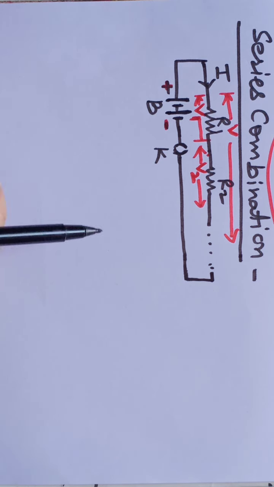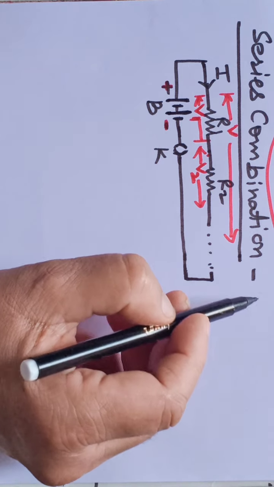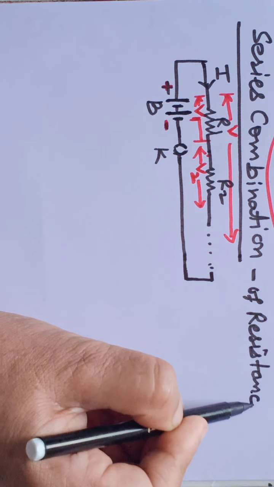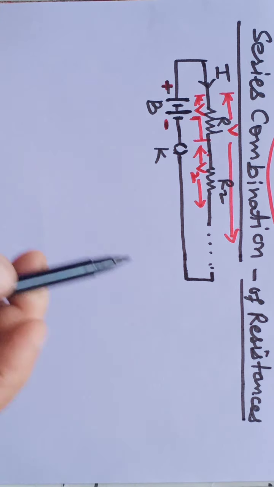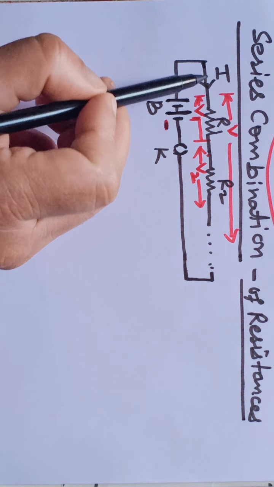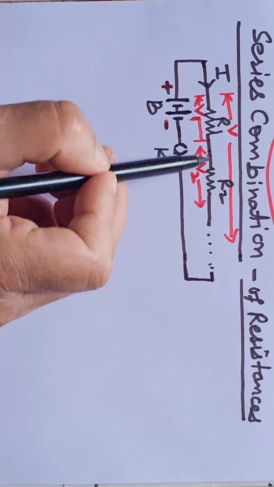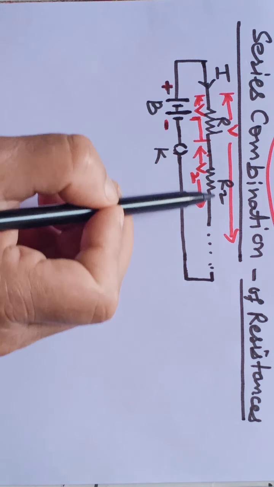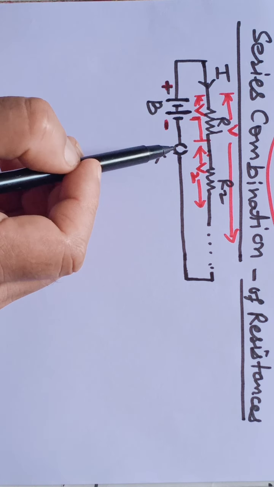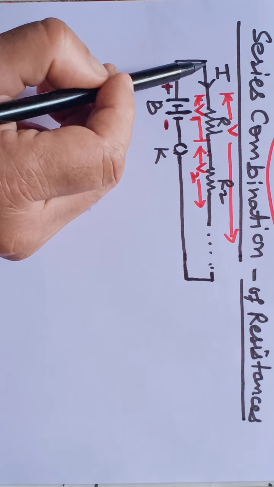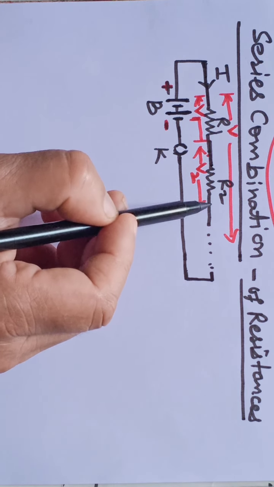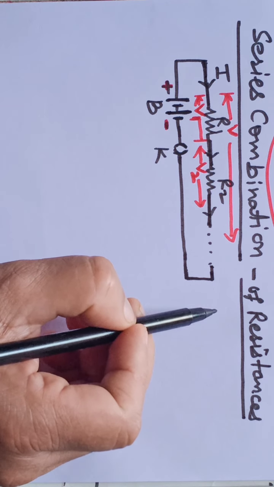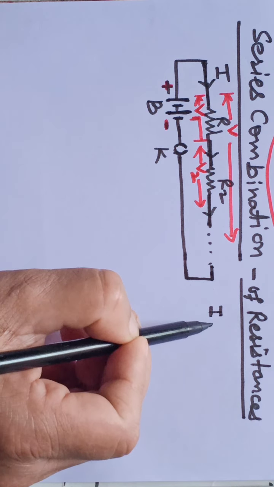Now let us begin with the series combination of resistances. Here in this diagram, two resistances R1 and R2 and so on are combined in series with a battery and a key. So in series there is a single wire connecting all these resistances. So the current through all the resistances is same.